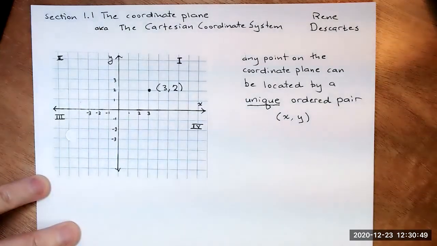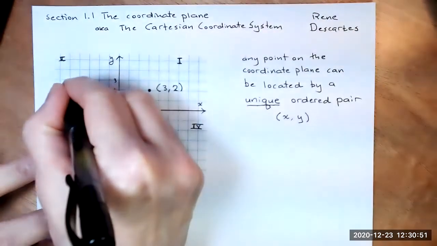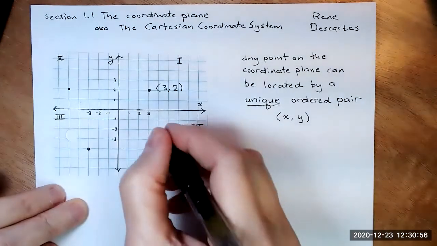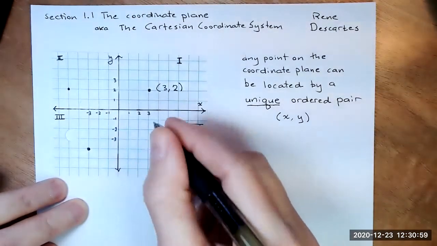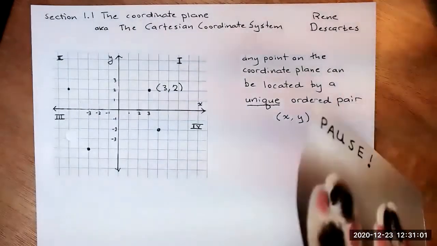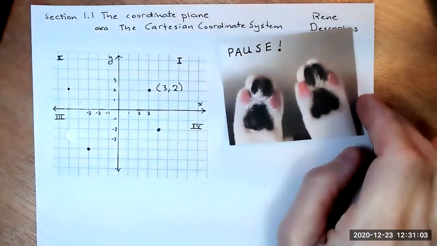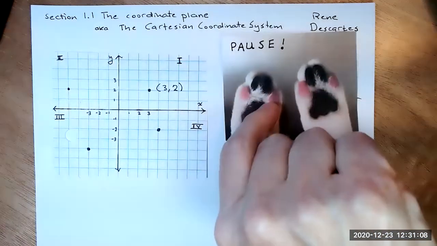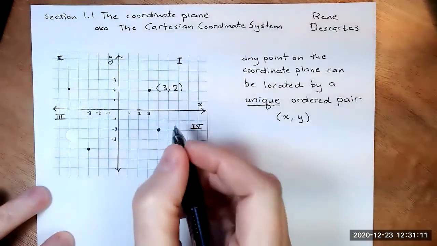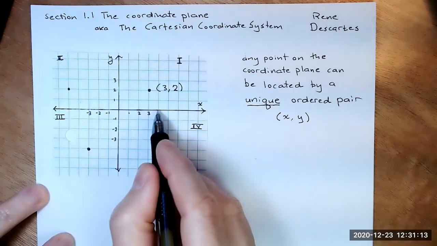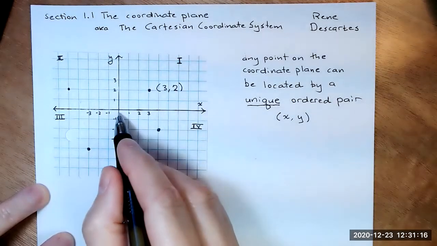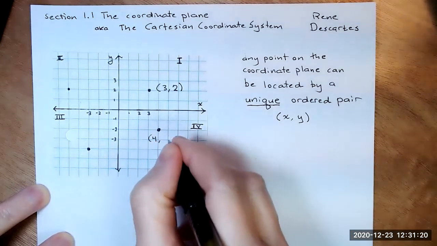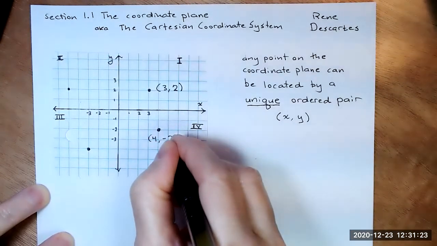So you could just take a moment and practice writing down the Cartesian address for these points. If you want, you can hit the pause button and practice. All right. So for this point, you go 1, 2, 3, 4 for the x, -1, -2 for the y. You write the x coordinate first and the y coordinate second.